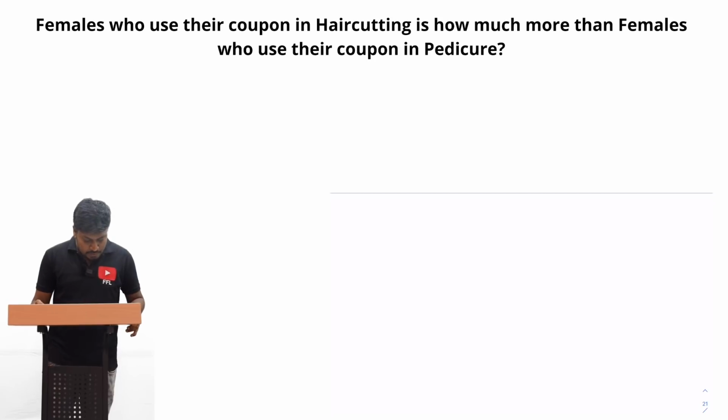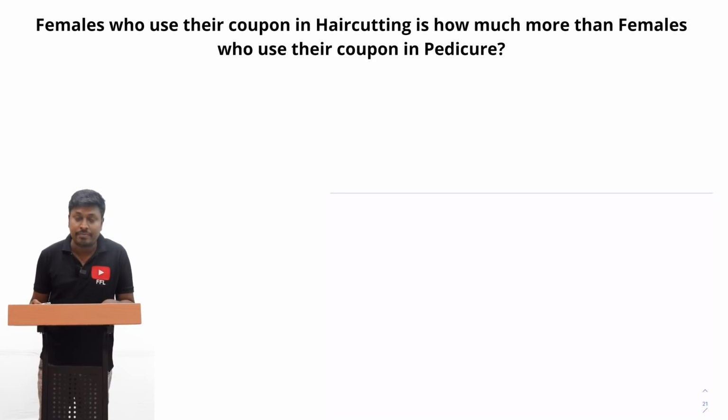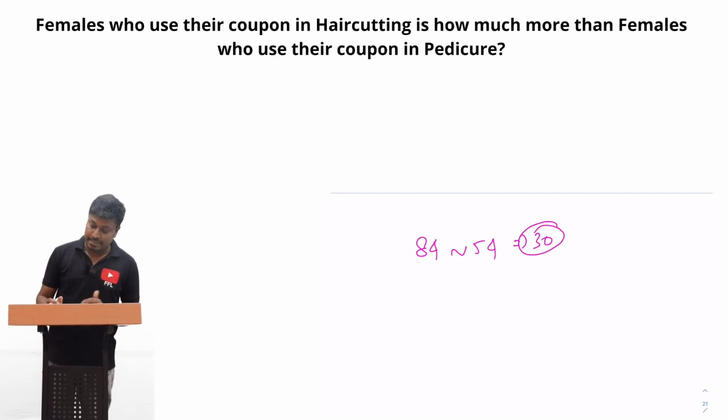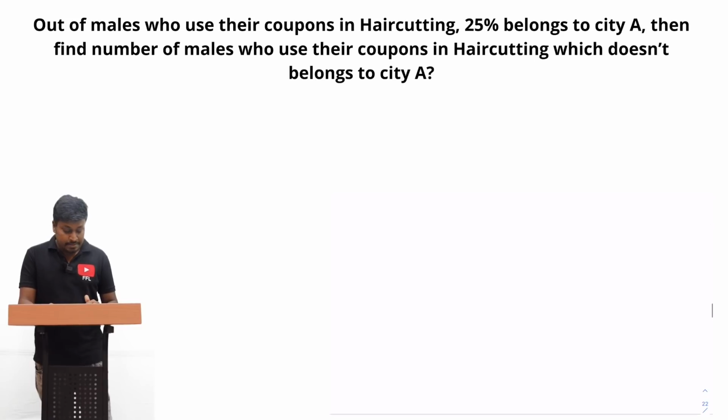Female who use their coupon in hair cutting is how much more? Just see according to the values we got. Female 84 is for hair cutting, and female for pedicure is how much? 54. So 84 and 54. They are asking how much more or less, which means the difference. So the difference is how much? 30. So we can say that the answer for this question is 30. Got it? So next question.